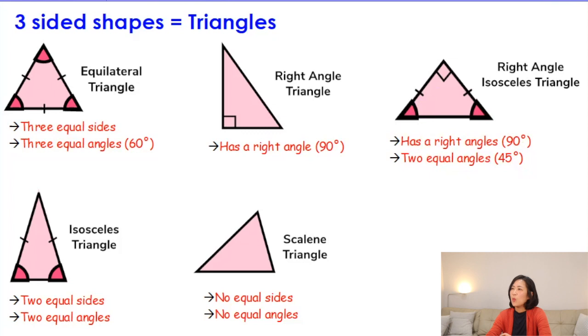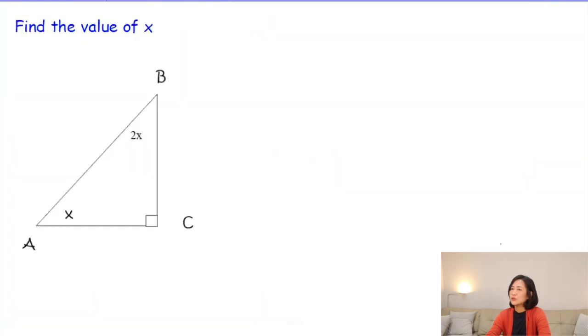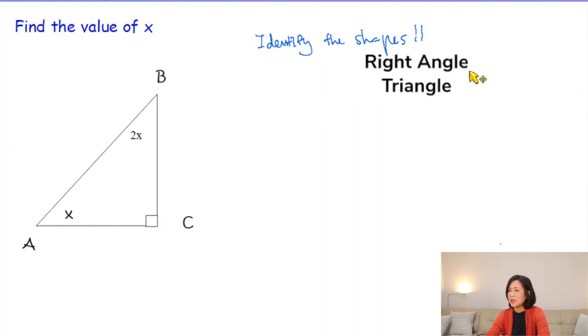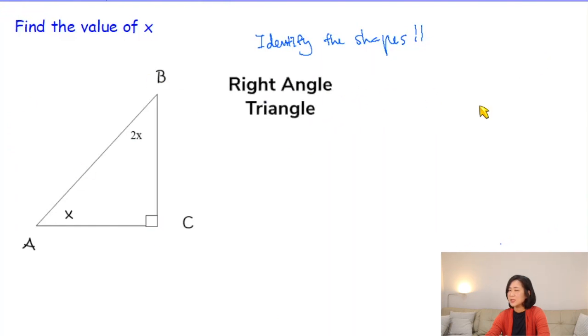Then what we need to do is try some questions. Yeah, so let's find the x. When it comes to the shape question, please identify your shape first, then think about the main characteristics. This will be the key for the question. So first one, have a look at it. Did you notice that type of triangle? Identify the triangle. So you definitely see the right angle, right? So this is the right angle triangle.